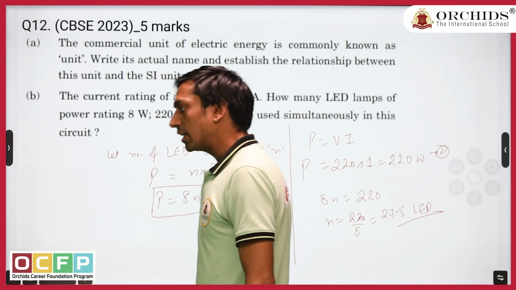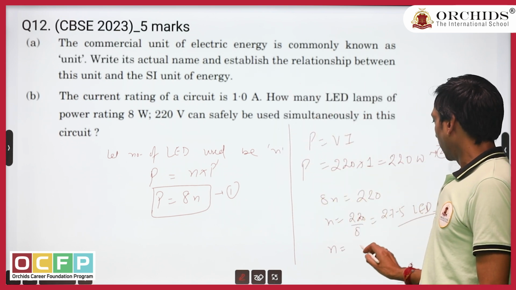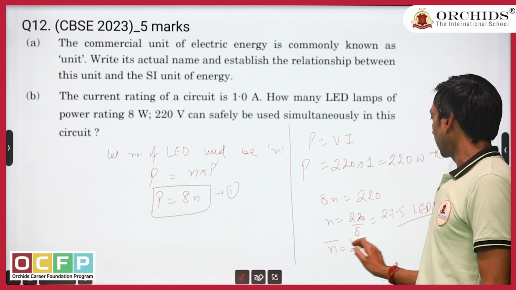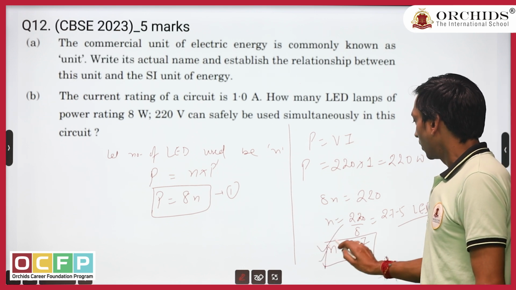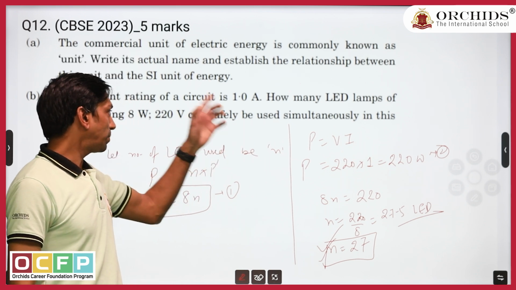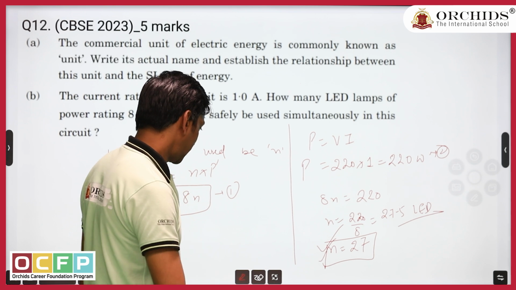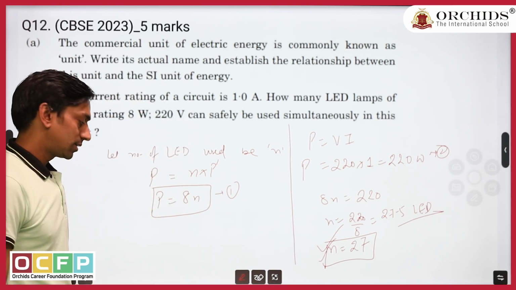So we want to run the circuit safely. For safety, we should use a smaller number of LEDs. So the nearest integer is what? 27. So that is the number of LEDs we should use for a safe application. Keeping safety in mind, it should be 27, not 28. So that is how you have to tackle such problems.